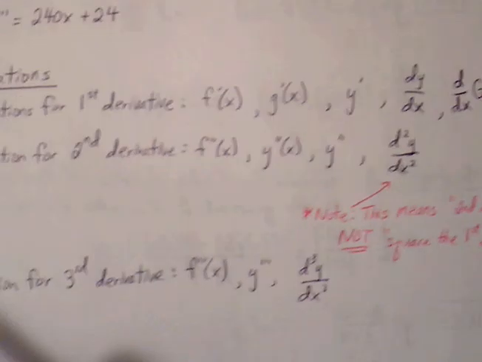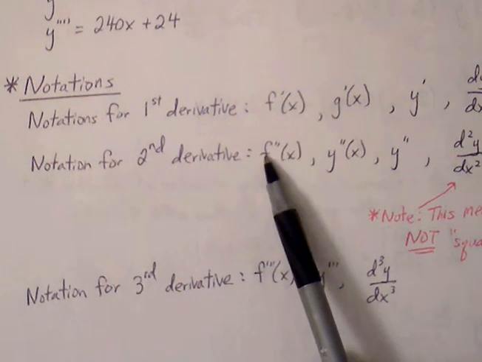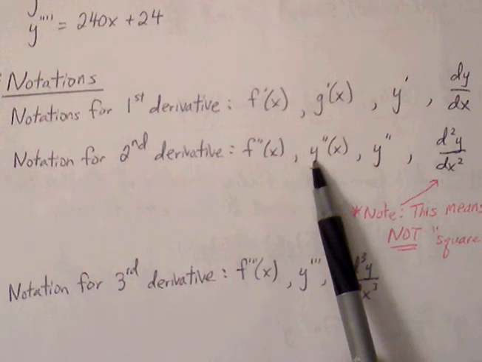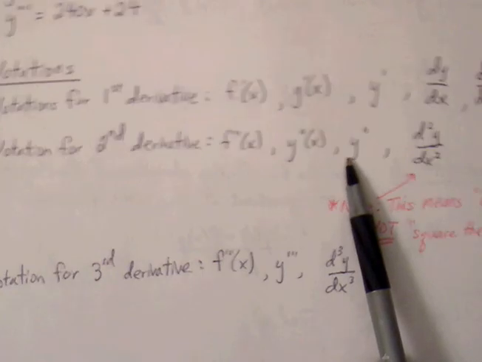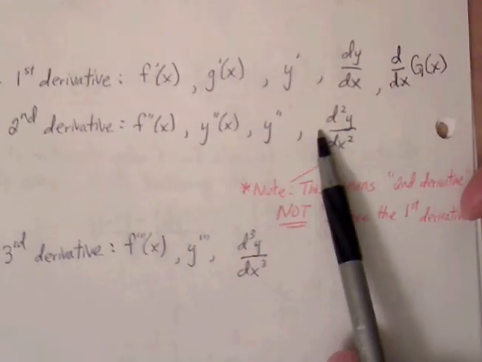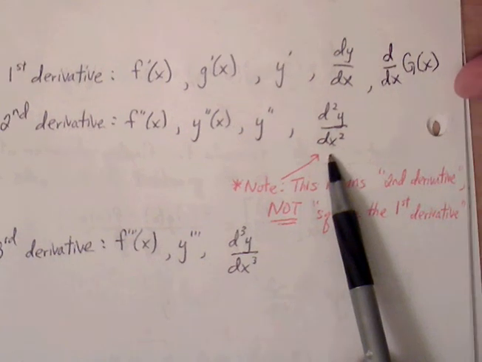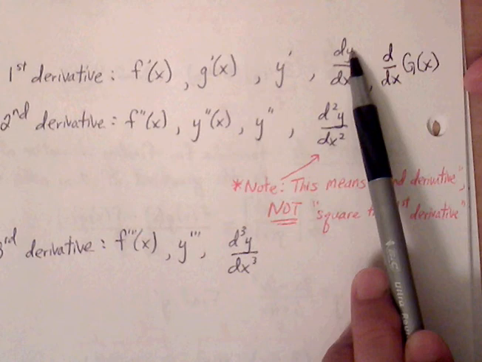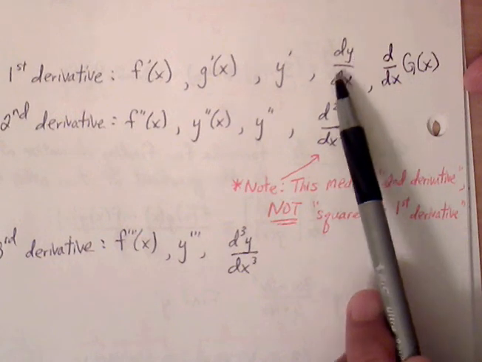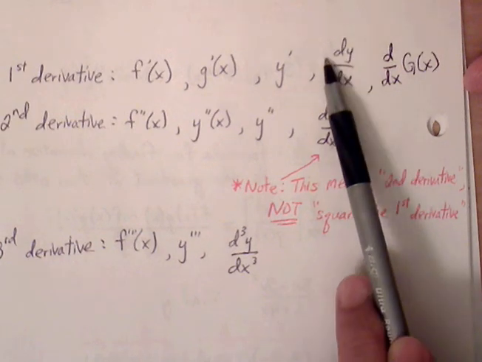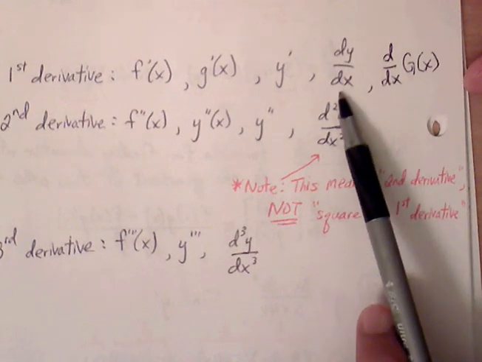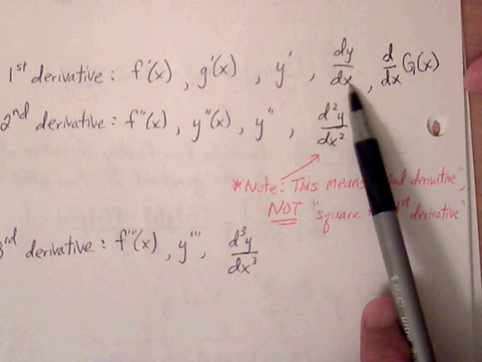Okay, for second derivative, the notation you may see is f double prime with the 2 tick marks, y double prime of x, or just y double prime, or you may see d2y over dx2. Okay, so first off, dy over dx means we want to find the derivative of y with respect to x. We want to find the derivative of the dependent variable y with respect to the independent variable x.